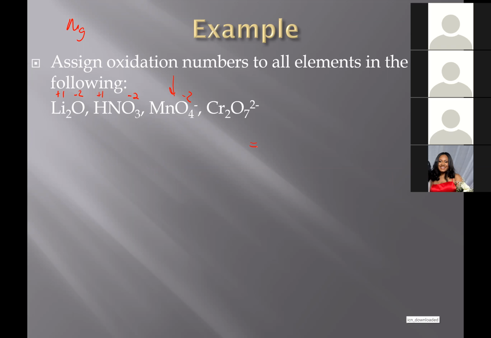Who do I equal it to? Actually, what is this called? Anybody know what it's called? Dichromate. Dichromate, good job. What do I equal it to? -2, right? Okay, so I'm solving for obviously chromium. So I would do -14, right? Because the oxygen is -2. And then what would I put for the chromium?